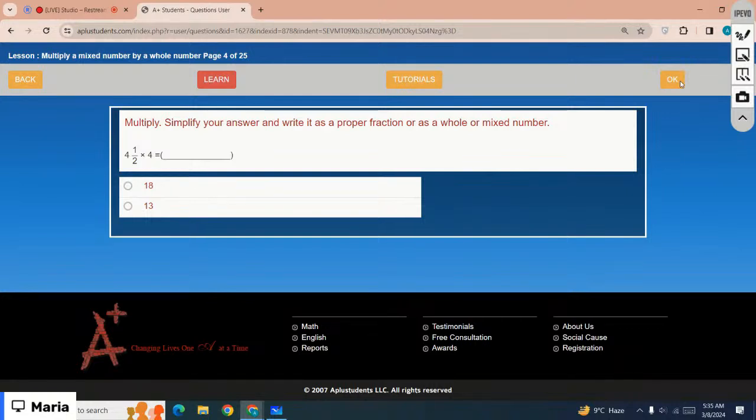4 whole 1 over 2 times 4. Which is the correct option? The correct option is 18. Option number 1 is the correct option.